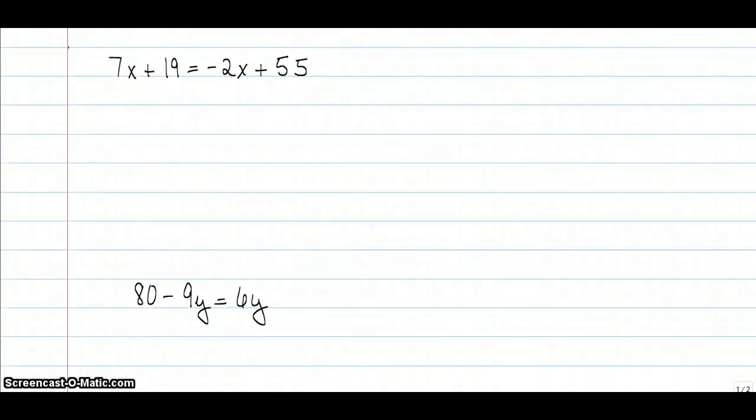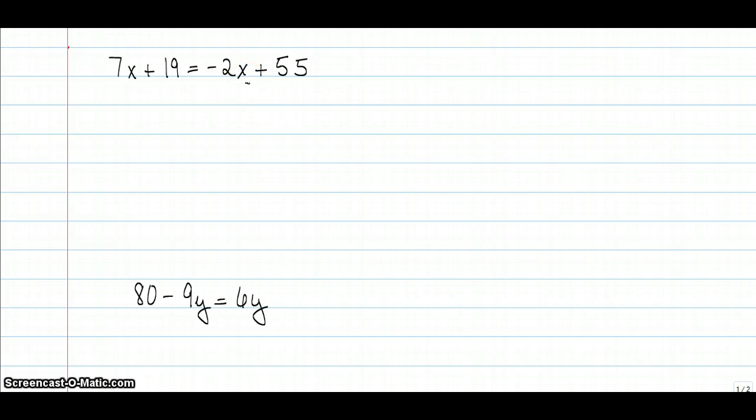Let's look at the first one. We have 7x plus 19 is equal to negative 2x plus 55. The first thing I do is I check to see if I have any like terms I can combine. 7x plus 19, no like terms there. Negative 2x plus 55, no like terms there. Okay, now I see I've got variables on each side of the equal sign.